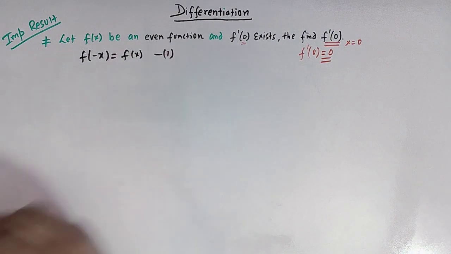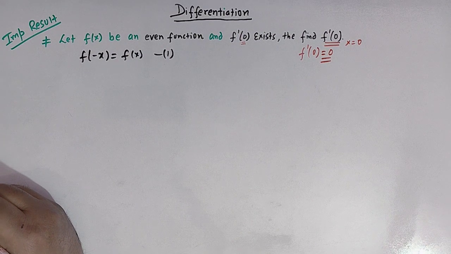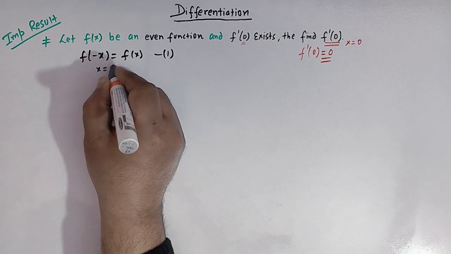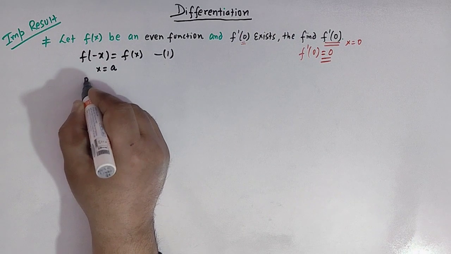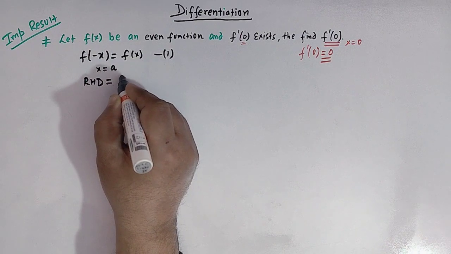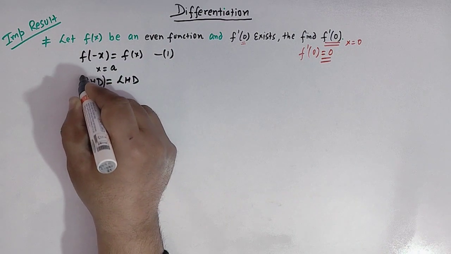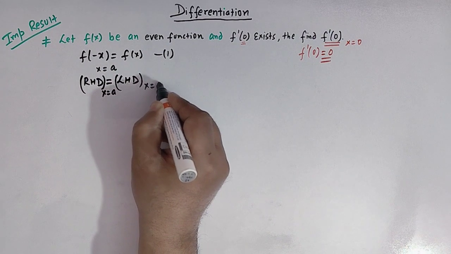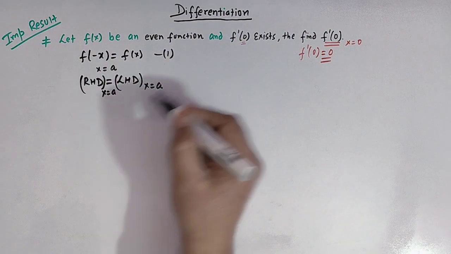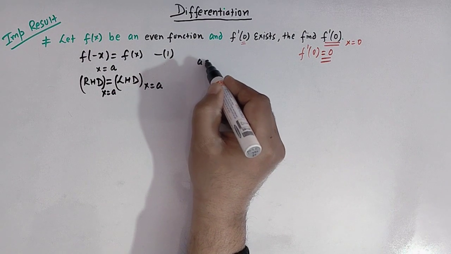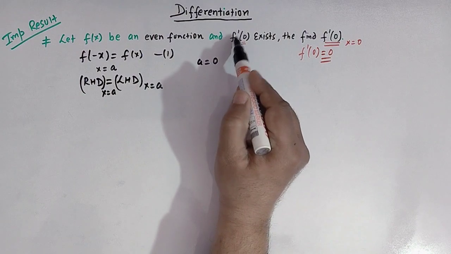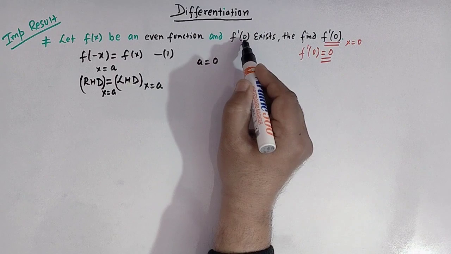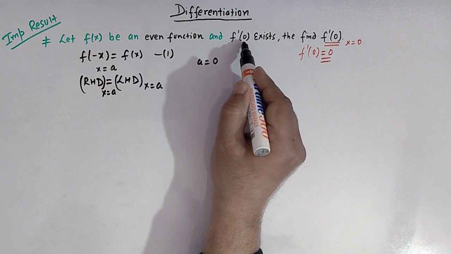So from the concept of differentiability, we know that if the derivative exists at some point, say x is equal to a, then the right hand derivative must be equal to the left hand derivative at the given point. And here suppose we have the point x is equal to a, and then we'll take a is equal to 0. So here f prime of 0 exists, so it implies that the derivative exists at x is equal to 0, or a is equal to 0.